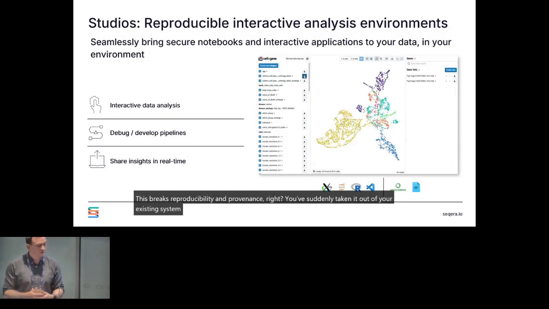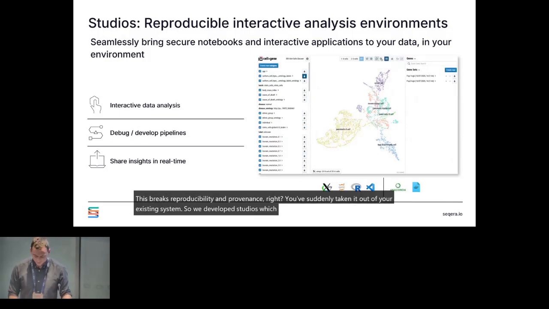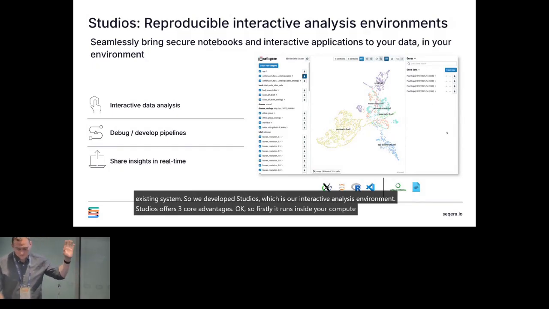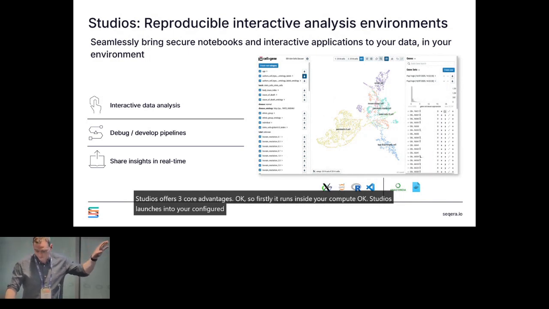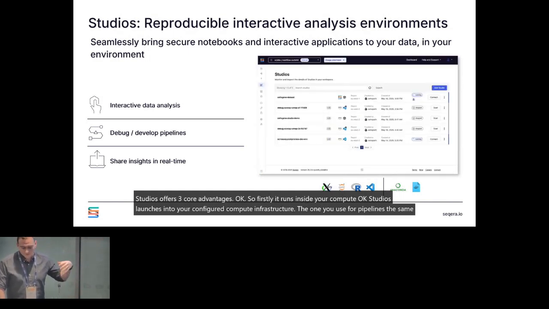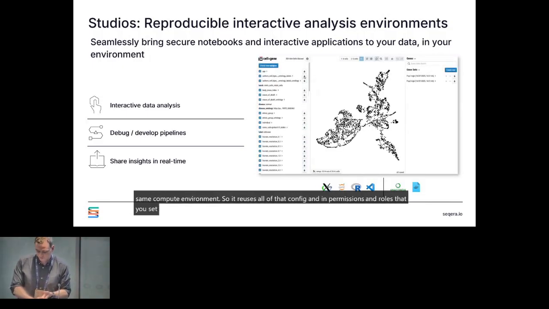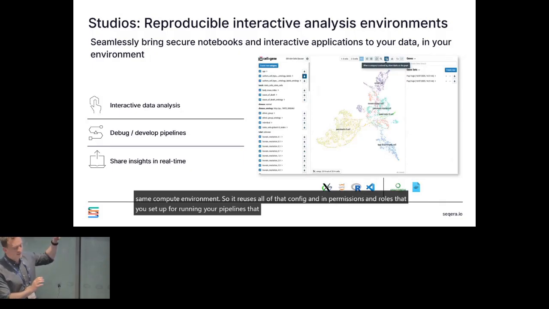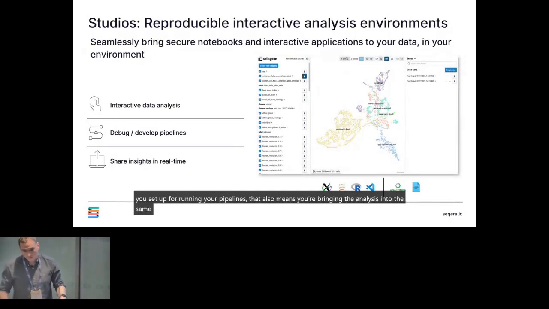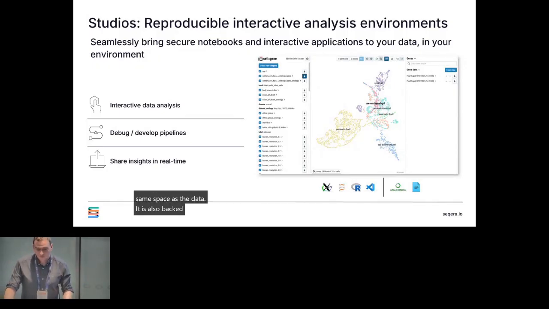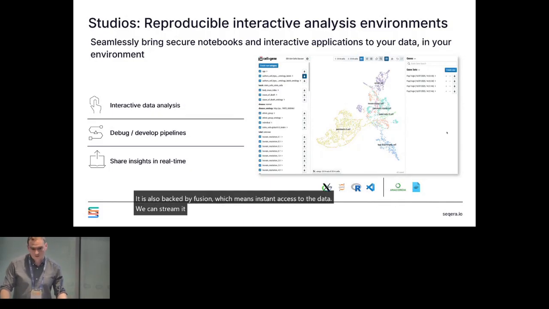So we developed Studios, which is our interactive analysis environment. Studios offers 3 core advantages, okay? So firstly, it runs inside your compute, okay? Studios launches into your configured compute infrastructure, the one you use for pipelines, the same compute environment. So it reuses all of that config and permissions and roles that you set up for running your pipelines. That also means you're bringing the analysis into the same space as the data. It is also backed by Fusion, which means instant access to the data. We can stream it directly, and no need for large disk or copying files around.